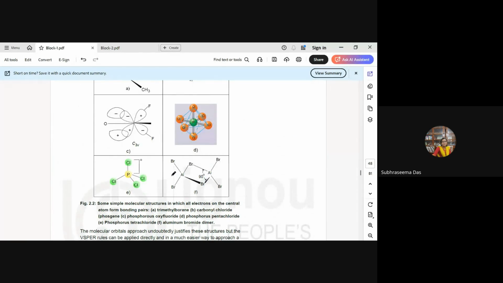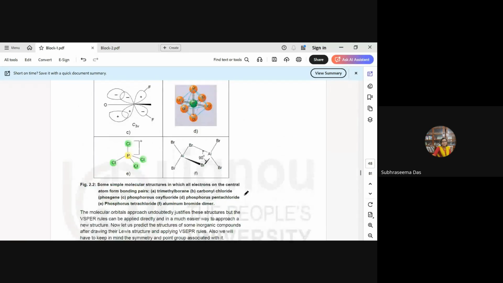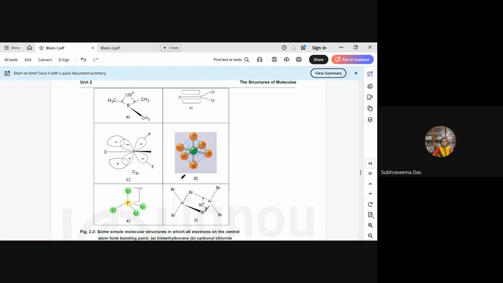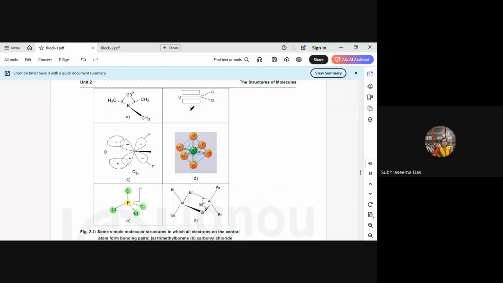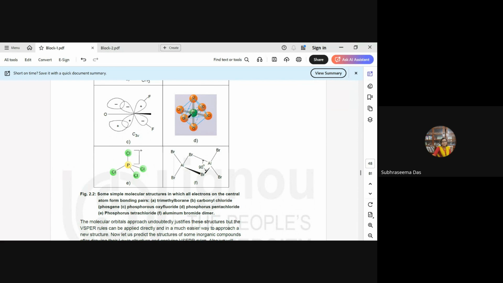Here are some simple molecular structures in which all electrons on the central atom form bonding pairs. In figure A you can see trimethyl borane. The second is carbonyl chloride, COCl2. Then in figure C we have phosphorus oxyfluoride. In D, phosphorus pentachloride. Figure E is phosphorus tetrachloride, and F is a dimer, the aluminium bromide dimer, which has been shown.